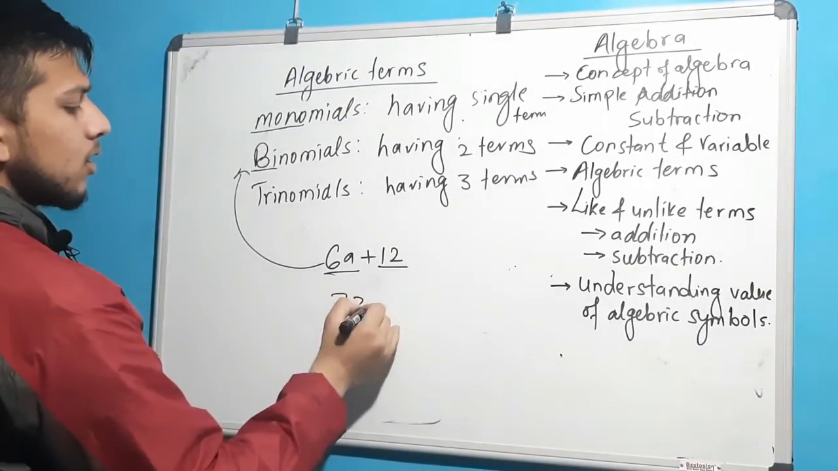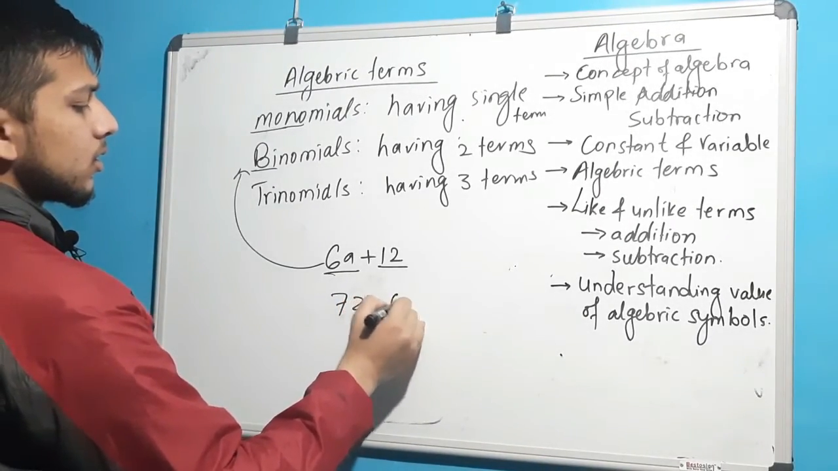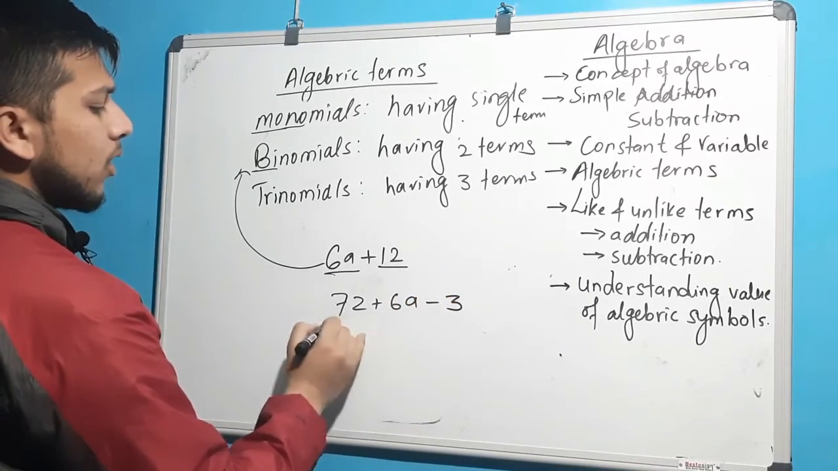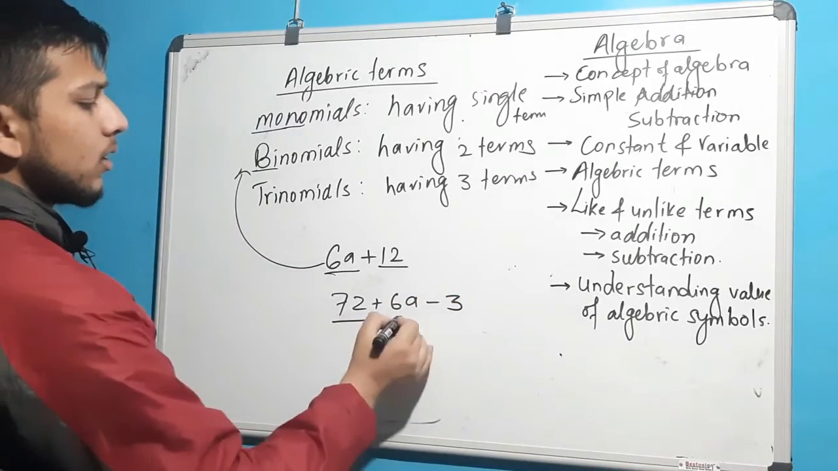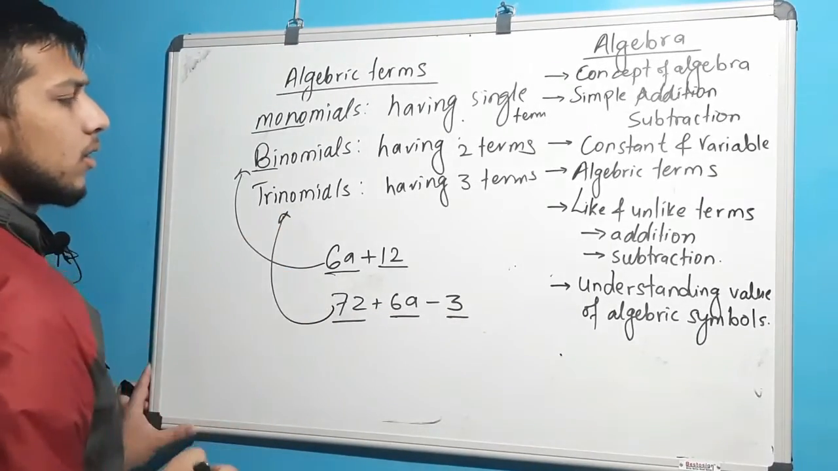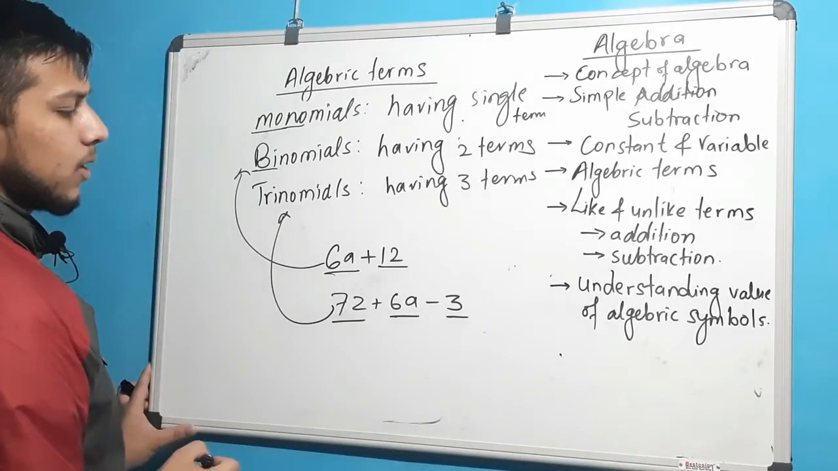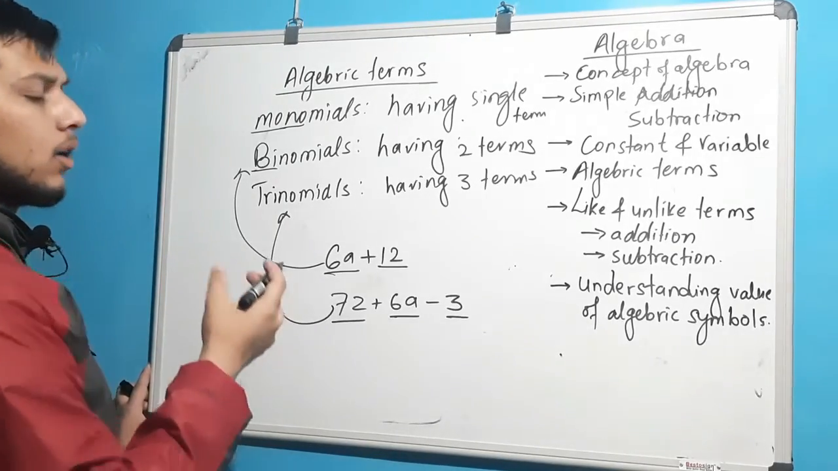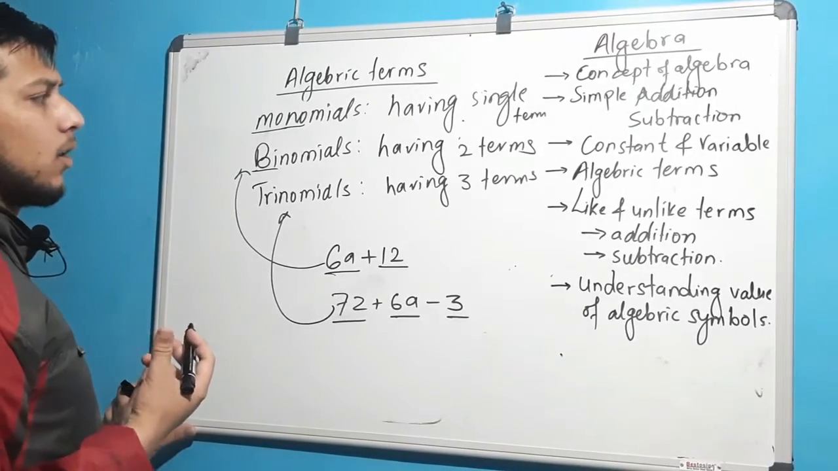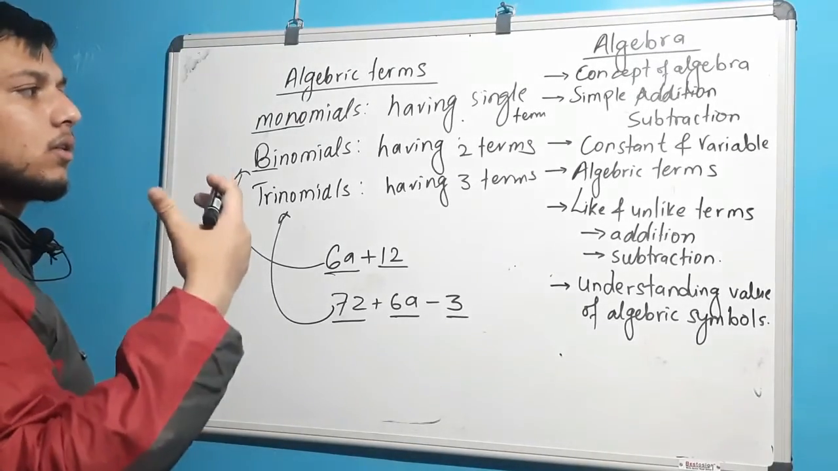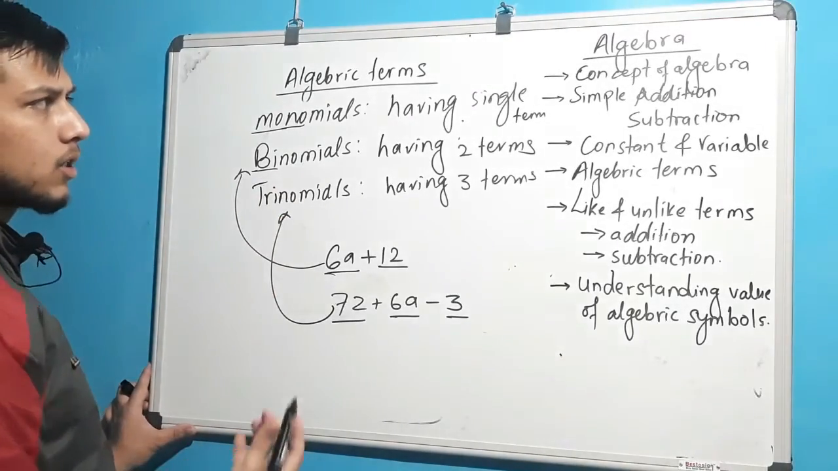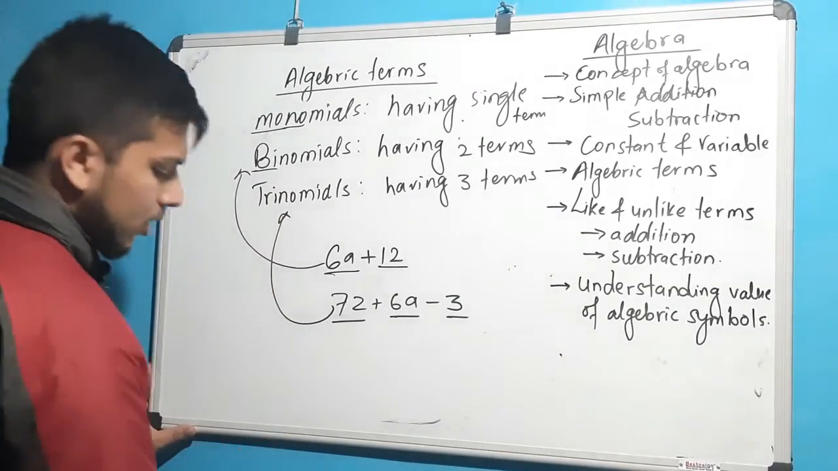Such as 7z plus 6a minus 3: here this is one term, this is the second term and this is the third term, so this is a trinomial. In this way we can separate terms. We can divide or classify terms into many categories, like monomial, binomial and trinomial, on the basis of the number of terms.